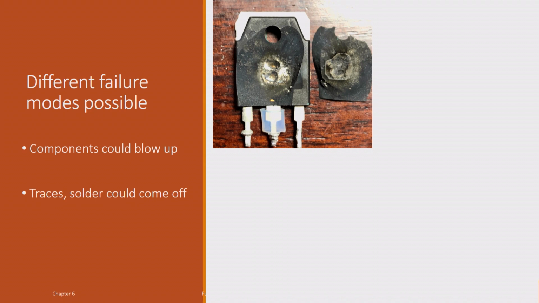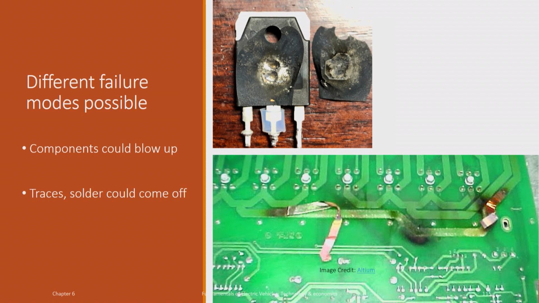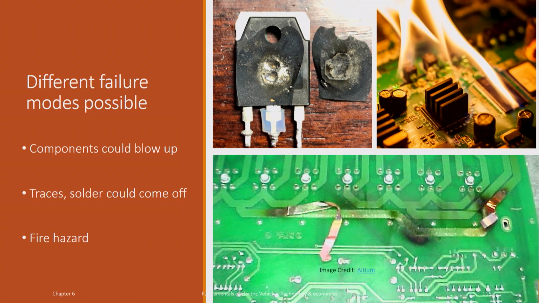Another thing that could happen is with the traces. The traces are the copper tracks that you see on the PCB through which current is flowing. The traces are bonded with the epoxy and they could come off, and solder, as we already discussed, could melt, and therefore the components could come loose, and in extreme cases the whole thing may catch fire, because a lot of components are crowded in a very small space and enclosed with very little room for heat to go out, and it could lead to a fire accident.